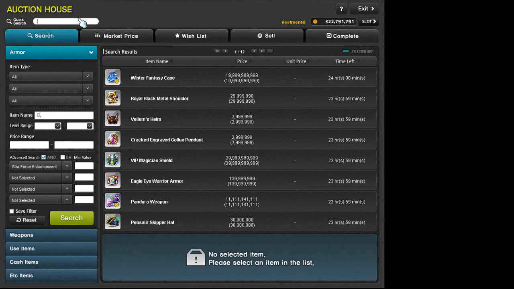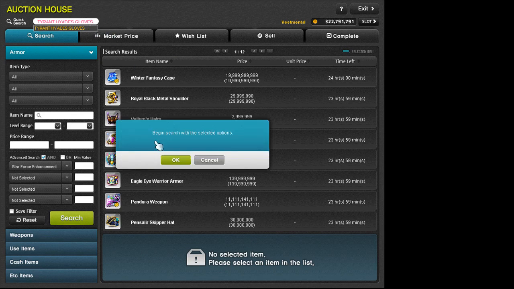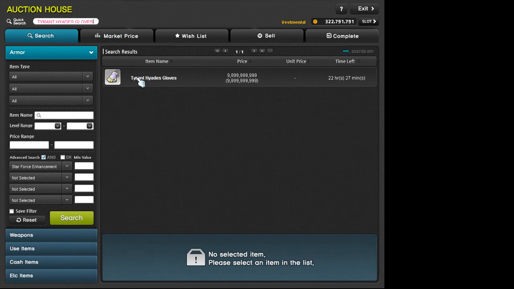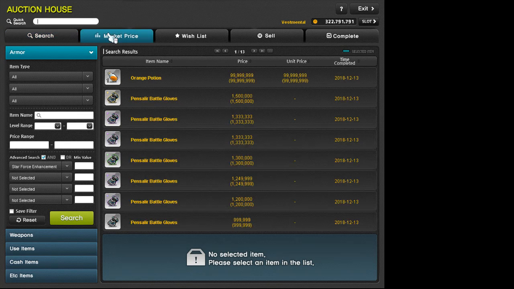Let's look up an item that might have high demand and low supply. There's only one of this item, and it costs 9 billion Meso. Because this is in such high demand but low supply, it costs more. Now, let's look at the other way around. If something is super common in supply but very low in demand, it's practically worthless and won't sell for anything.